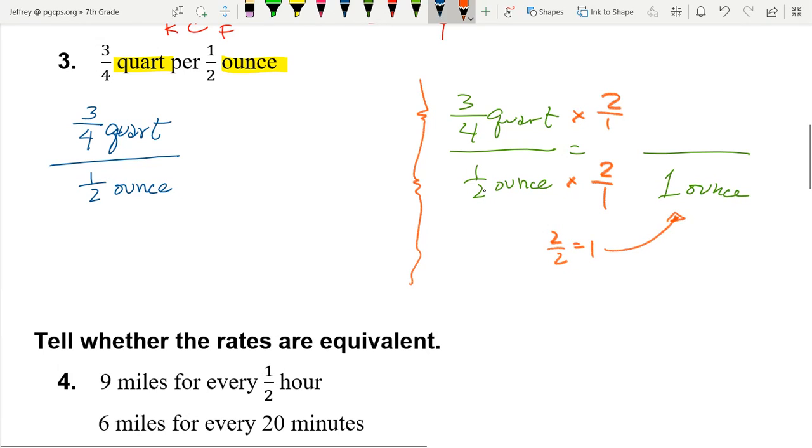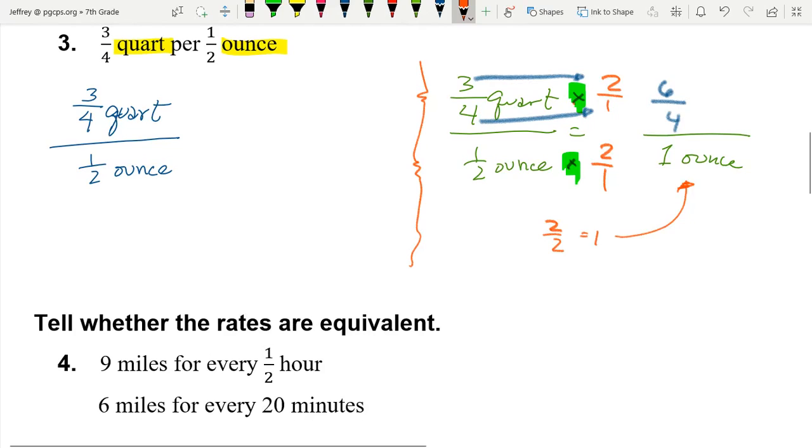Now let's do the numerator. So 3 times 2 gives us 6 over 4 times 1 gives us 4. Let's simplify. Always simplify. So the common factor for 6 and 4 that we can divide evenly would be 2. 6 divided by 2 will give us 3, and 4 divided by 2 will give us 2. So this would be 3 over 2 quarts. So our answer would be 3 over 2 quarts per ounce.